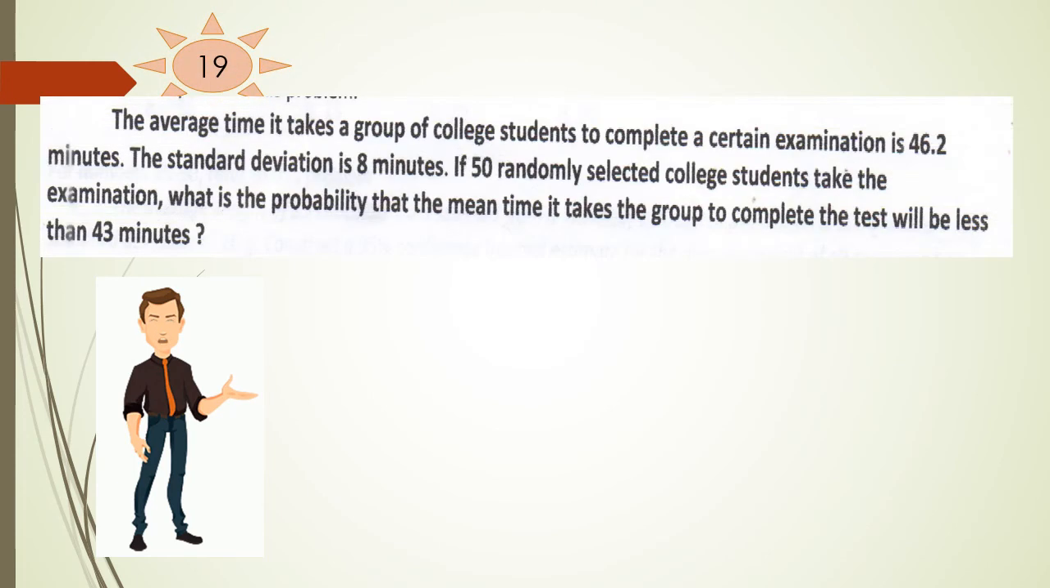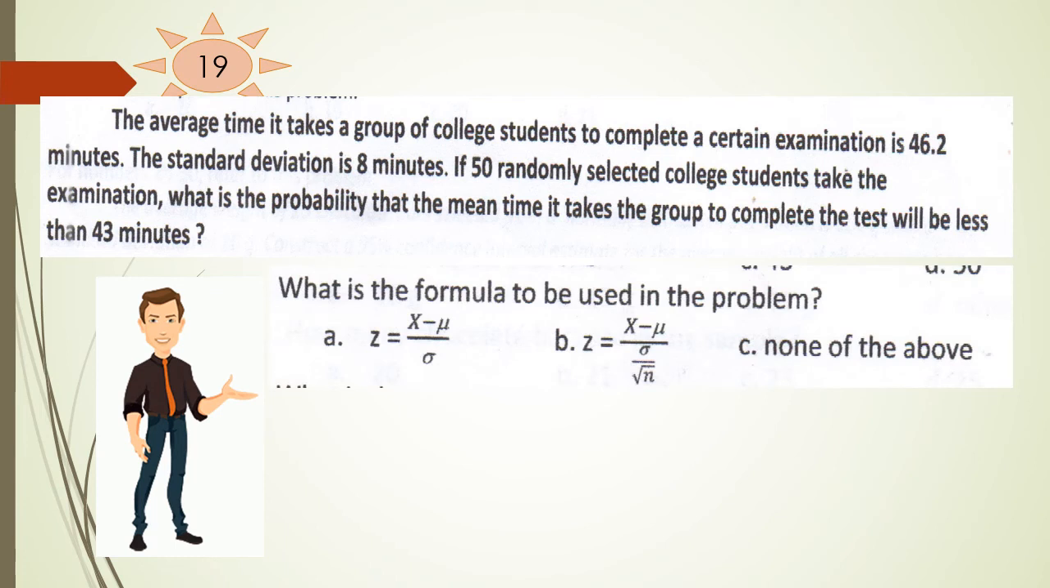Number 19. The same problem again, but what is the formula that should be used in the problem? A. Z is equal to x minus mu over sigma. Letter B. Z is equal to x minus mu over sigma over square root of n. Or letter C. None of the above. So the answer is letter B.